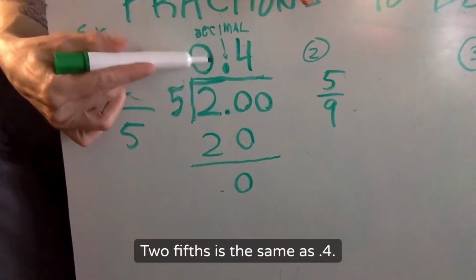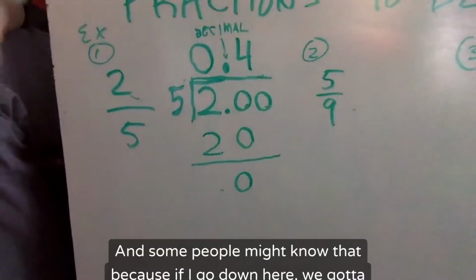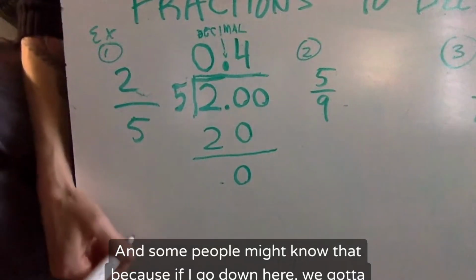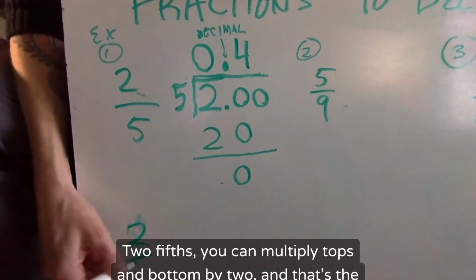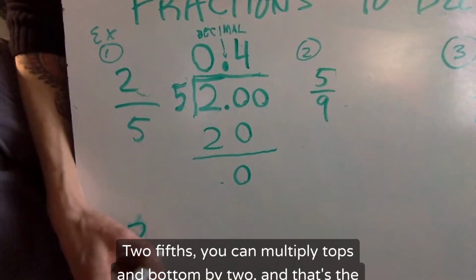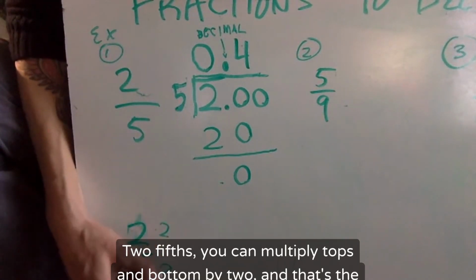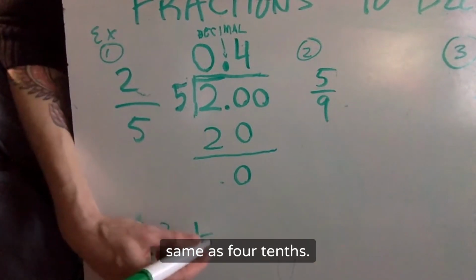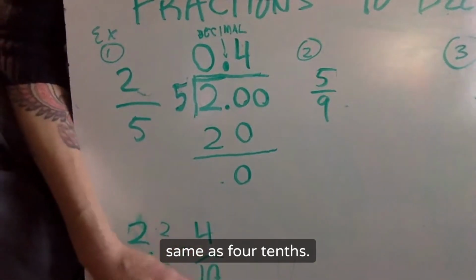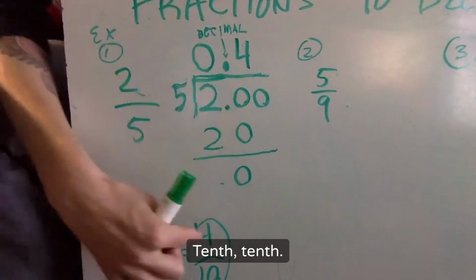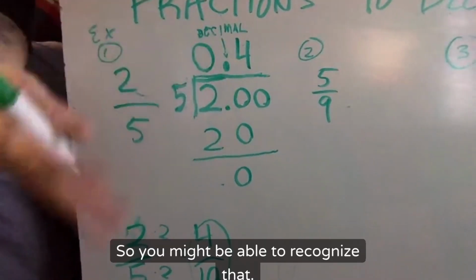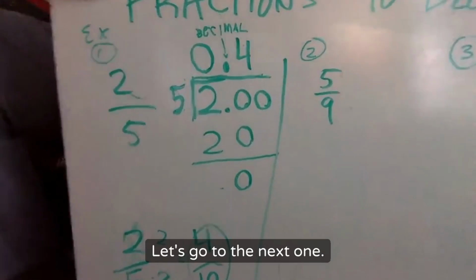2/5 is the same as 0.4. And some people might know that because if I go down here, we can do some good upside down work. 2/5, you can multiply top and bottom by 2, and that's the same as 4/10. And a tenth is a tenth. Tenth, 4, 4. So you might be able to recognize that. Okay, all right, let's go to the next one.